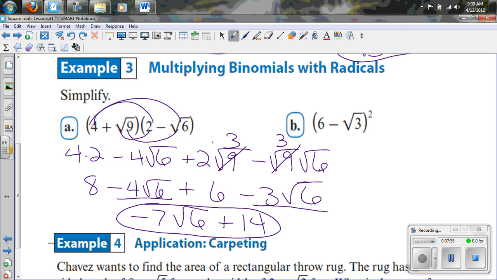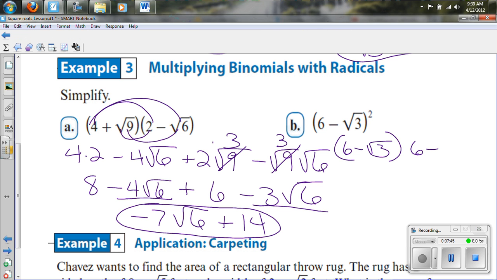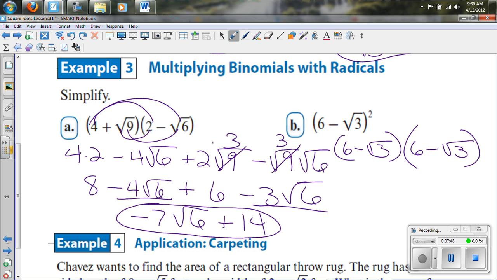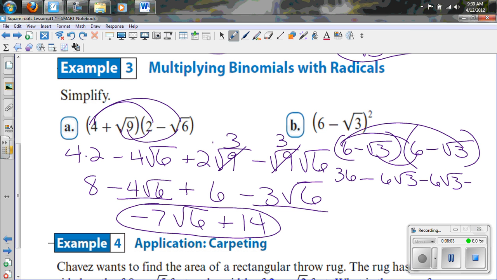So the next one, 6 minus the square root of 3 squared. That really means 6 minus square root of 3 times 6 minus square root of 3. And we're going to do the same thing we did in the problem before by using FOIL or distributive property. So 6 times 6 is 36. This is minus 6 square root of 3. Minus 6 square root of 3, and then minus, actually plus, negative times negative is positive, square root of 3 times square root of 3.